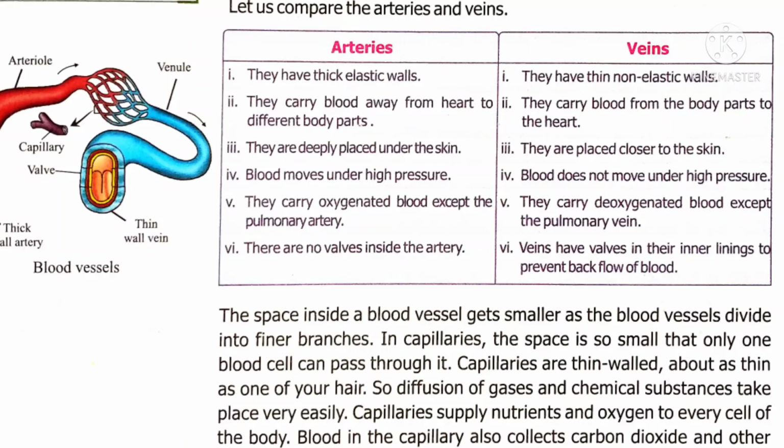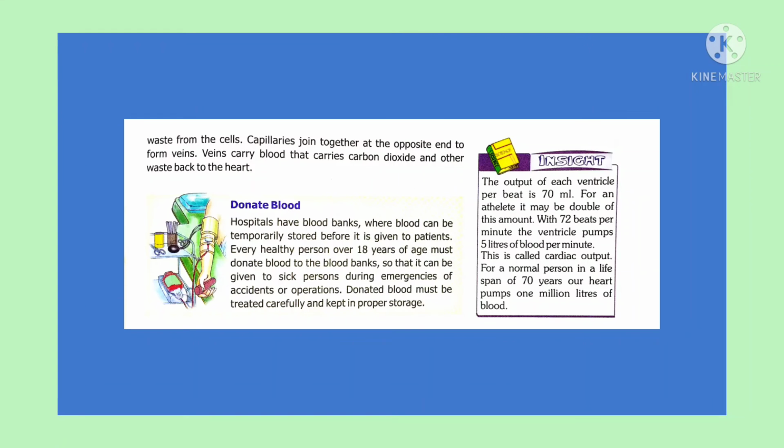The next topic is the blood bank. Every hospital has a blood bank. What is the purpose of this? This is a place where blood can be donated by every healthy person above 18 years of age. This blood can be temporarily stored in the blood bank and can be given to a sick person during emergencies like accidents or operations.